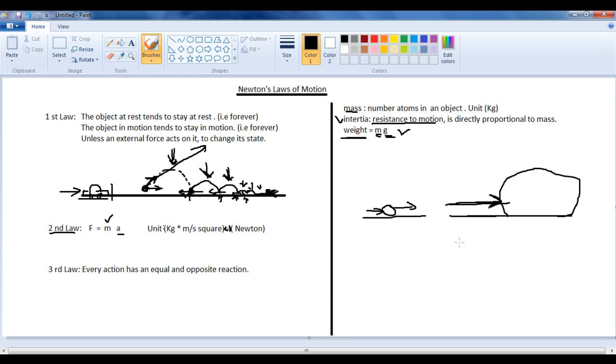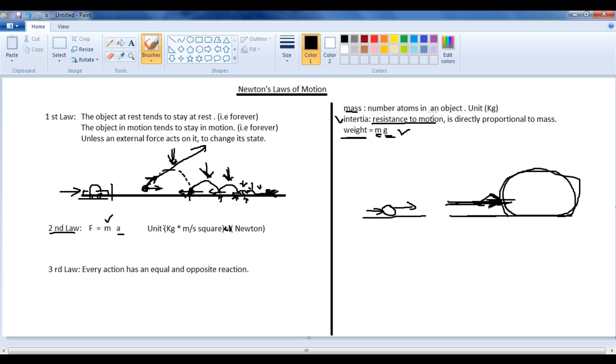Resistance to motion means if you are pushing some object, this object tries not to move. Whatever force you are applying, it will give an opposite force to stay at rest. It tries to stay at rest. That is known as resistance to motion. So remember, what is mass, guys?